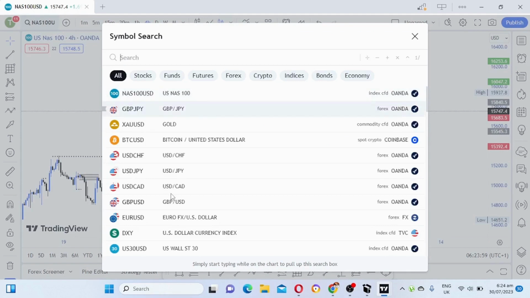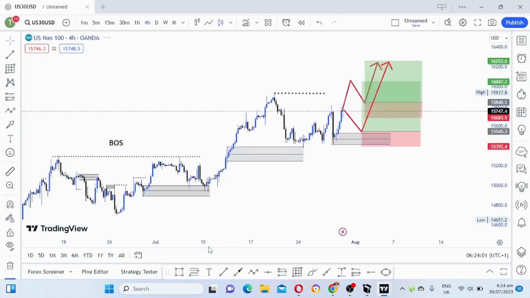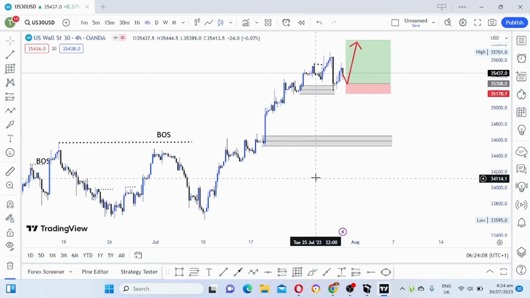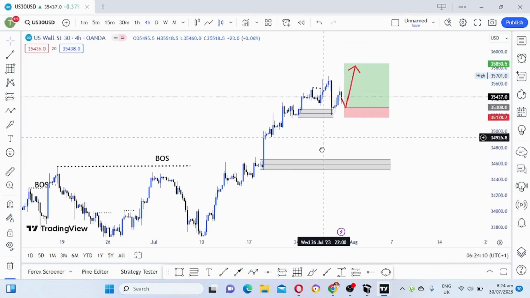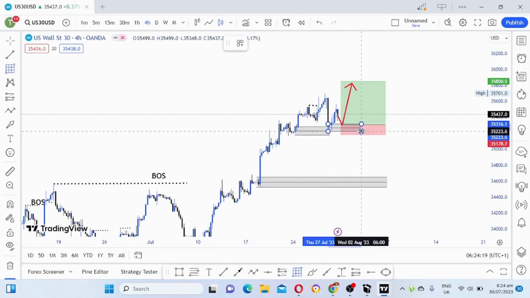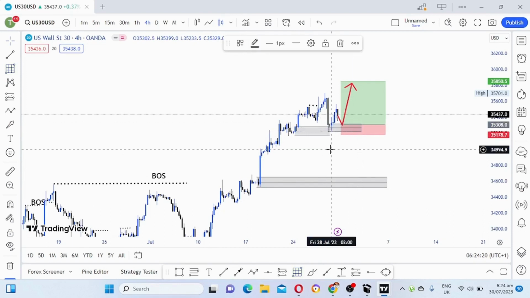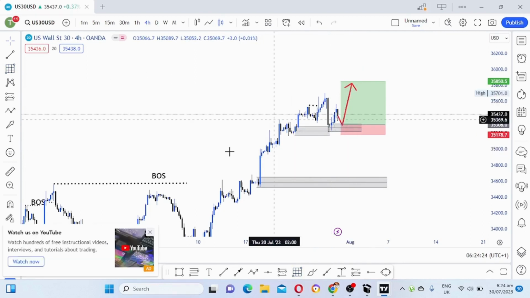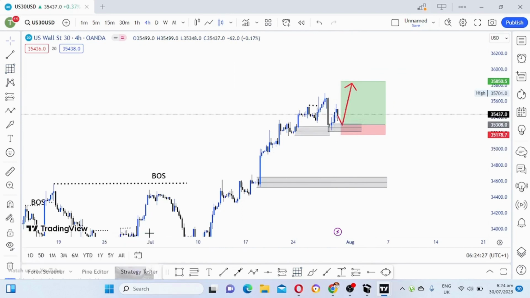Now let's look at US30. Now looking at US30 is the same thing. If price pulls back to this demand zone, then we enter a buy. So that's my view on US30. I don't have too much on US30, I'm just trying to make the video short.